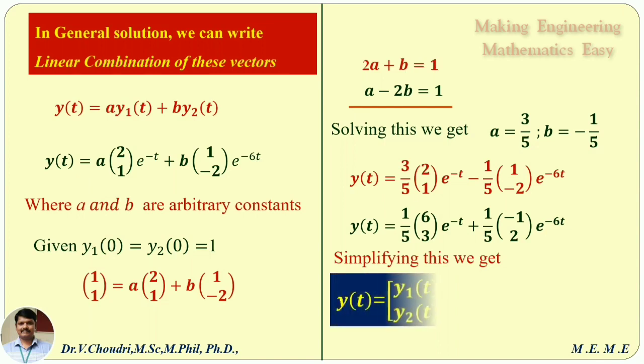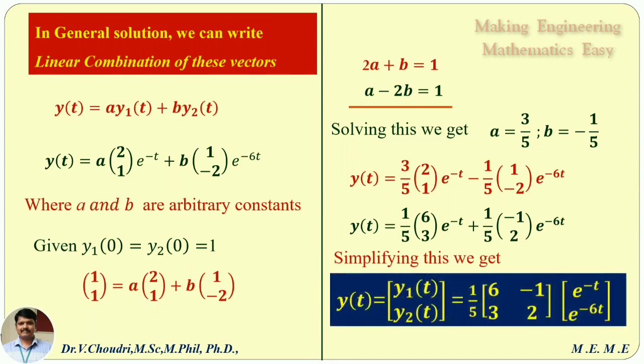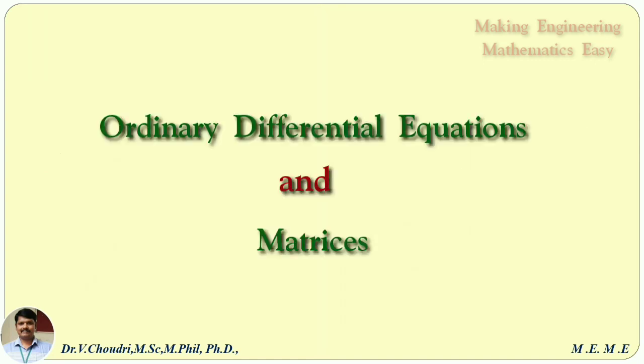Simplifying this one, we get y of t equal to 1 by 5, the square matrix 6, minus 1, 3, 2 and column matrix e power minus t, e power minus 6t. This is the same result that we obtained through the ordinary differential equation. Hope you understood how ordinary differential equations and matrices help to find the current values in circuits.